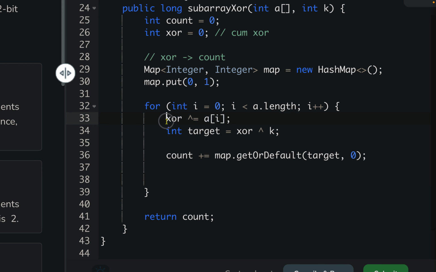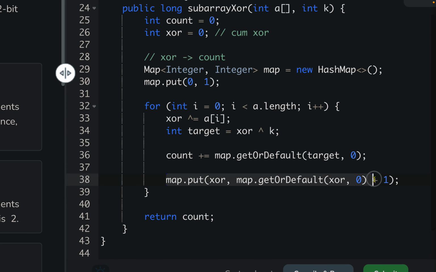Now I want to register this XOR. I'll register this XOR by map.put current XOR and map.getOrDefault XOR, 0, plus 1. So whatever value I'm having, plus 1 to that. If no value I'm having, 0 plus 1, that means 1. And yeah, that's how I register. I check for next, I register, check for next, and so on.